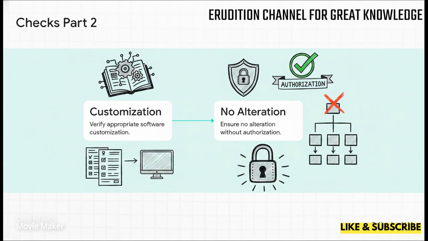Step 3, you've got to verify that appropriate customization of the accounting software has been done to meet the organization's specific accounting and reporting requirements. It can't just be out-of-the-box software if the business has entirely unique regulatory needs.